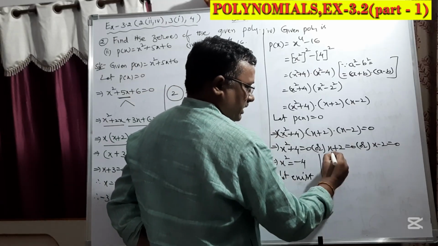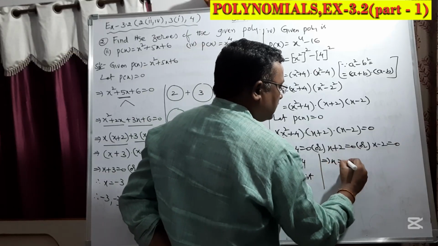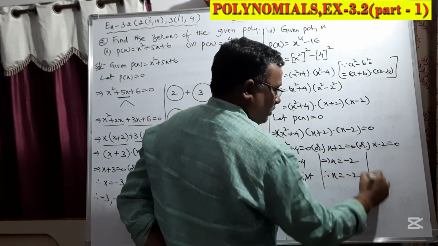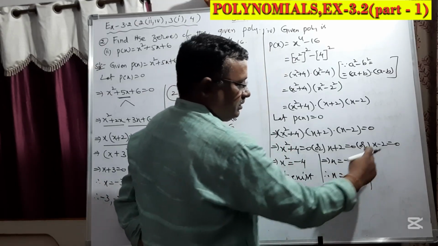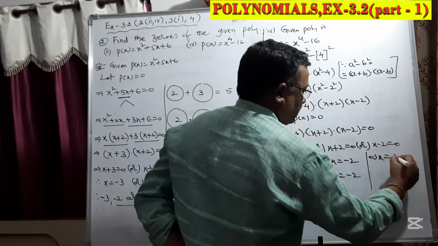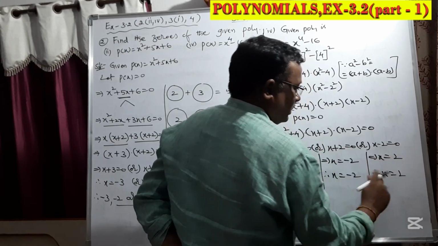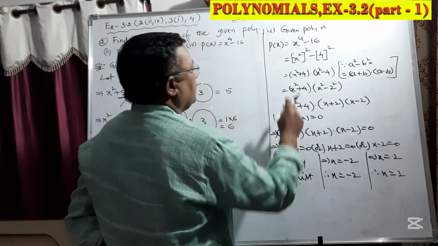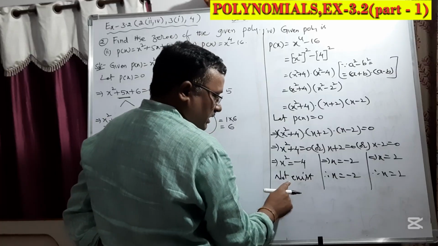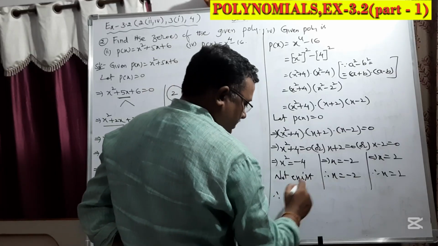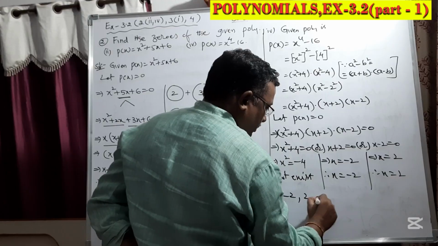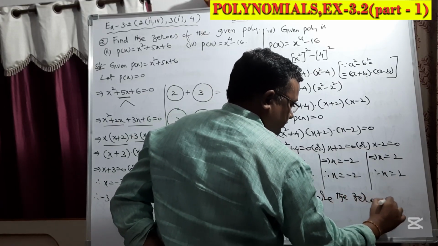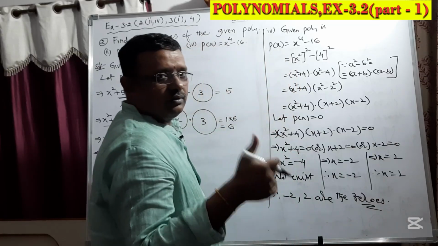Now come to this. x plus 2 equal to 0 means this implies x equal to minus 2. Okay. Therefore x equal to minus 2 is one zero we are getting, one variable value. From this implies x equal to 2. Therefore x equal to 2 is the second zero. Therefore concluding, finally, what are the possible zeros of the given polynomial? Here condition not exist. From this minus 2 comma 2 are the zeros. Okay, that's it.